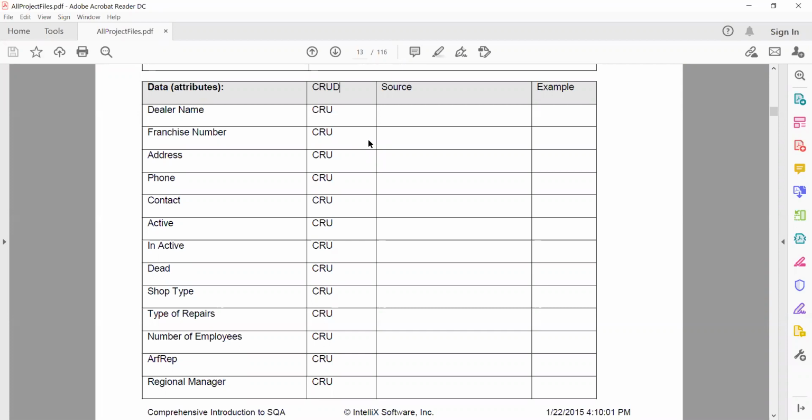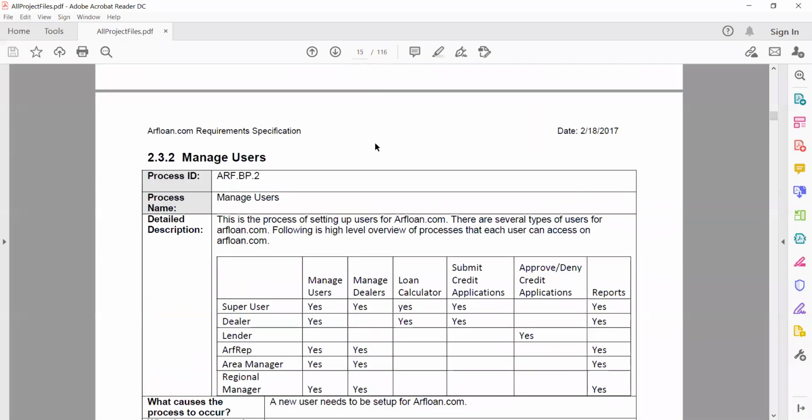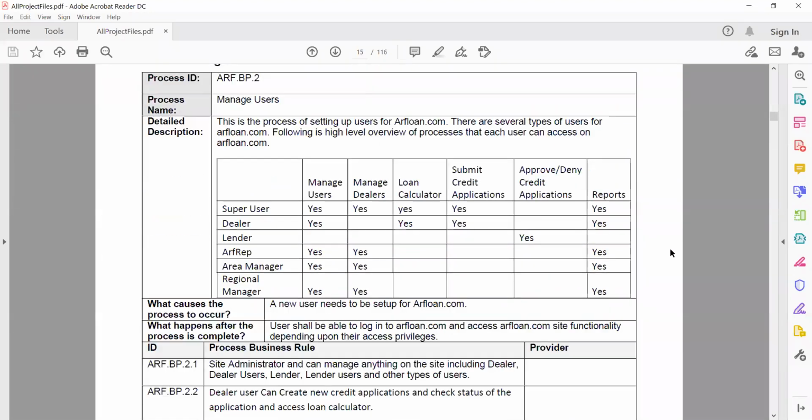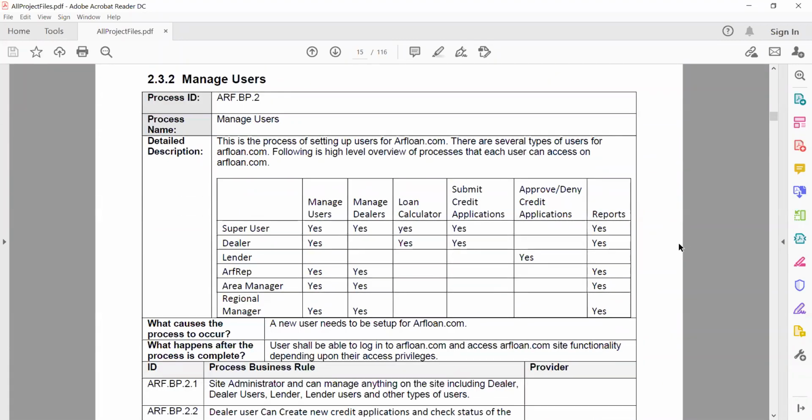And then you can see it is the same trend as continued for section 232, 233, all the way up to 236. Now, Herschel, hold on for one minute here. So this is where I think there was some discussion around the manage user module, right?